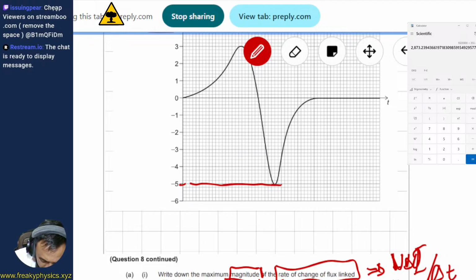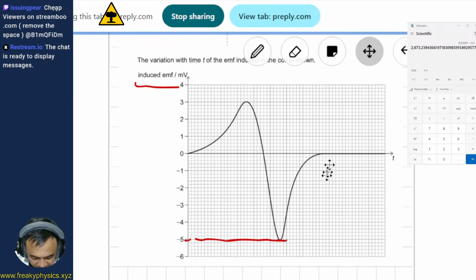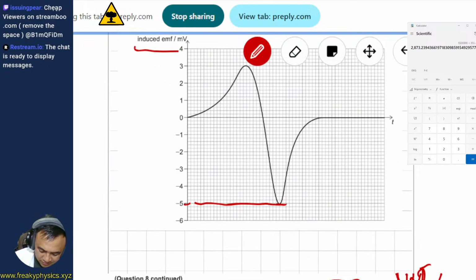So we don't have to convert. And let's just do, what's the question? What's the unit in the graph? Millivolts. And remember, because it's just the magnitude, that's it. You don't have to put the sign.